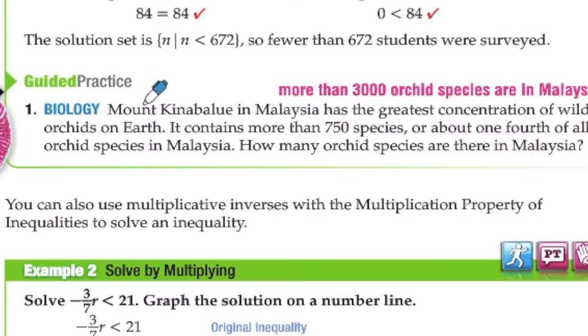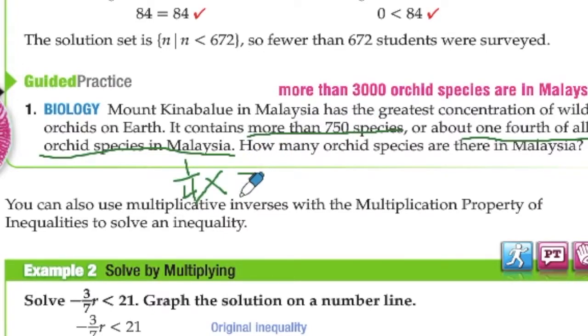Mount Kinabalu in Malaysia has the greatest concentration of wild orchids on Earth. It contains more than 750 species, or about 1/4 of all orchid species in Malaysia. How many orchid species are there in Malaysia? So we have an unknown, which is the number of all orchid species in Malaysia, and 1/4 of those is going to be more than 750.